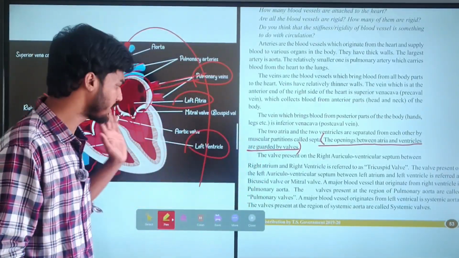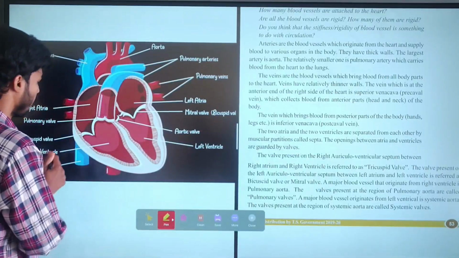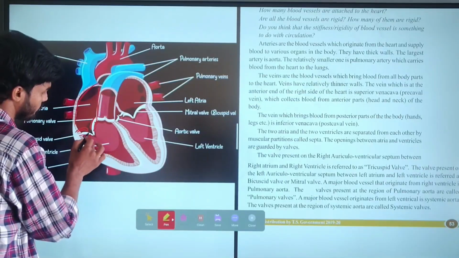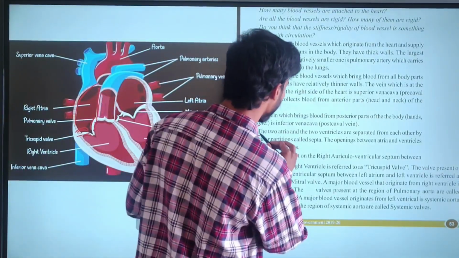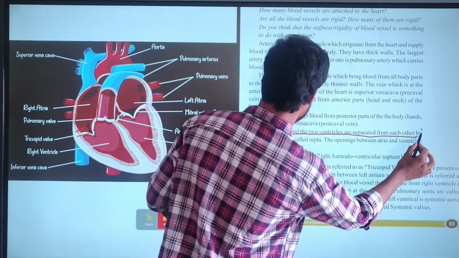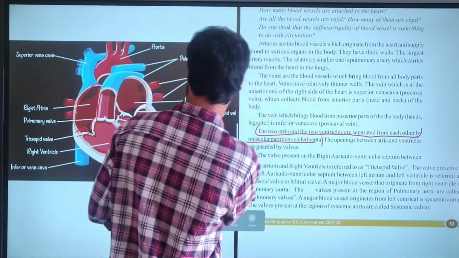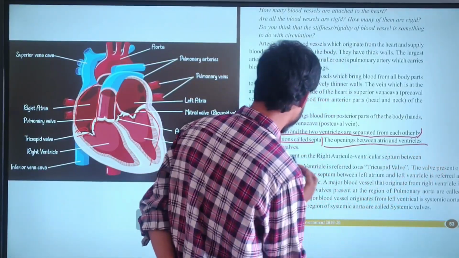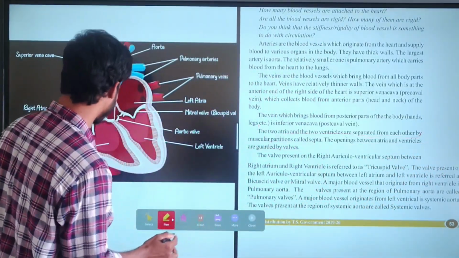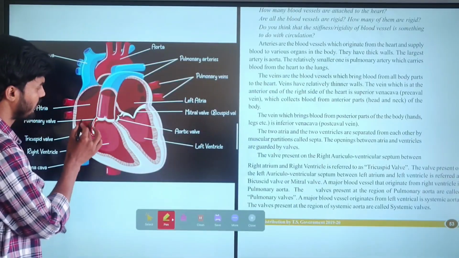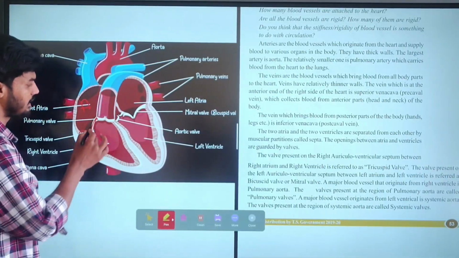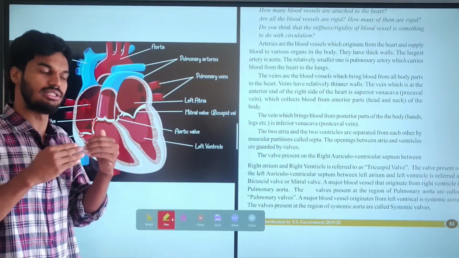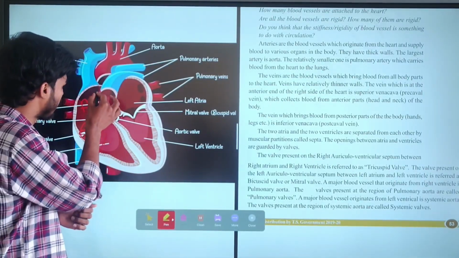Okay, we will discuss it step by step. Next, these are known as valves, and these two openings are known as what? The two atria and two ventricles are separated from each other by muscular portions called septa. Then what is given? The openings between the atria and ventricles are guarded by the valves. This is also an important thing. Simply, they act as door-like structures, opening and closing. These we call valves. These we call a septum.